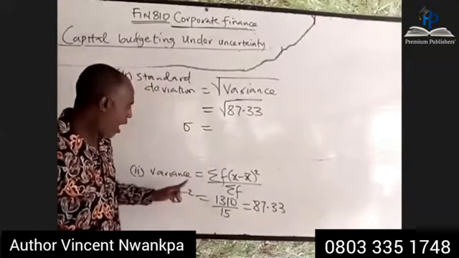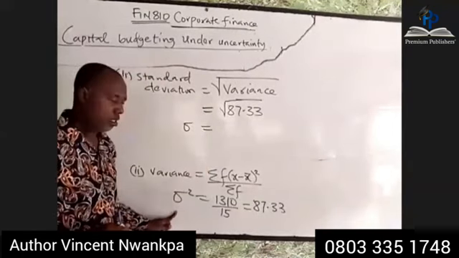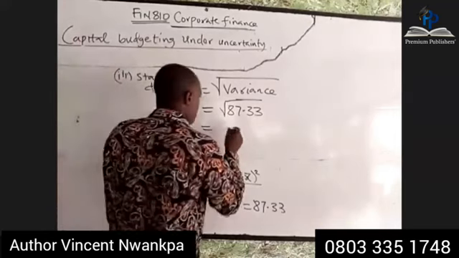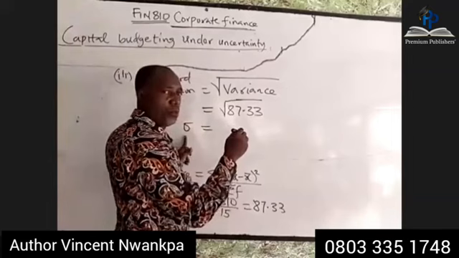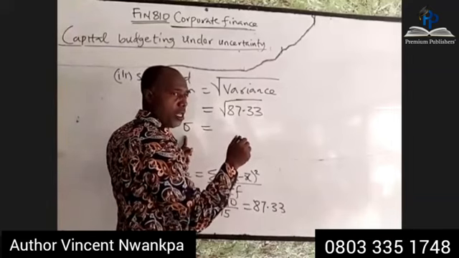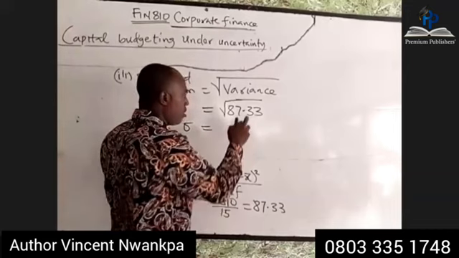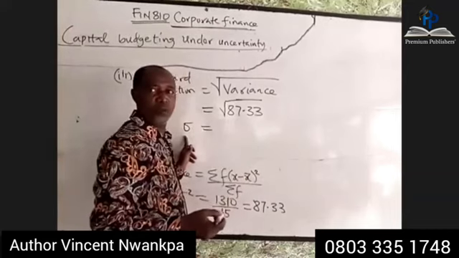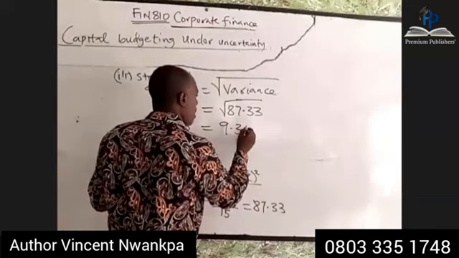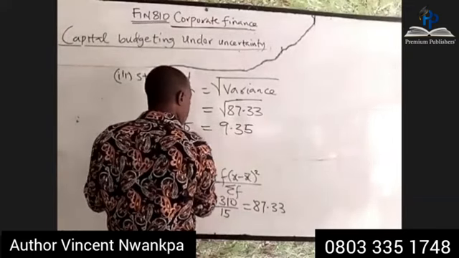This one has a square. The square root of this will be this alone. So the answer, what is it? 9 point something. The square root of this is 9.345. So that is it.